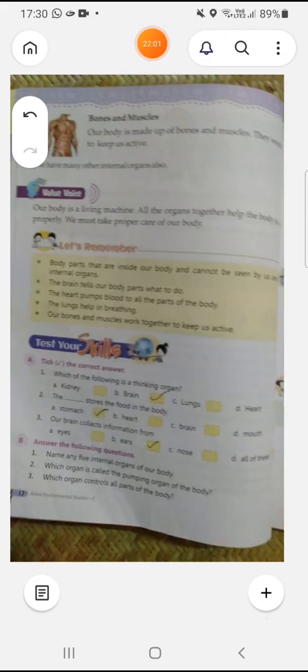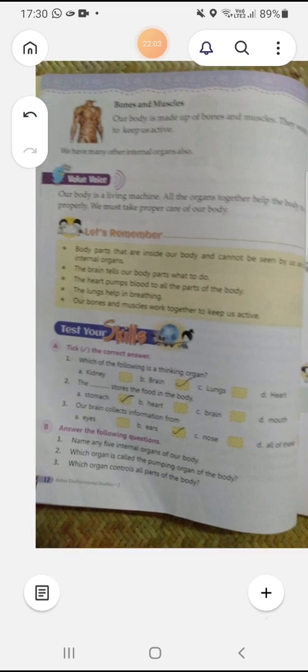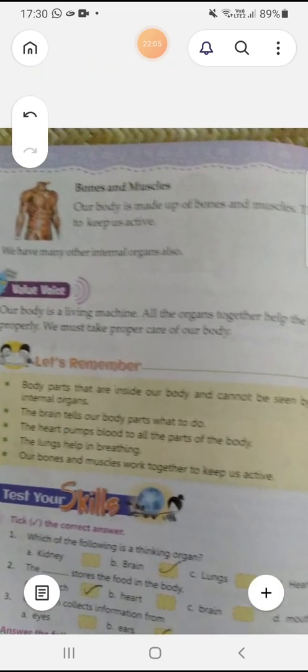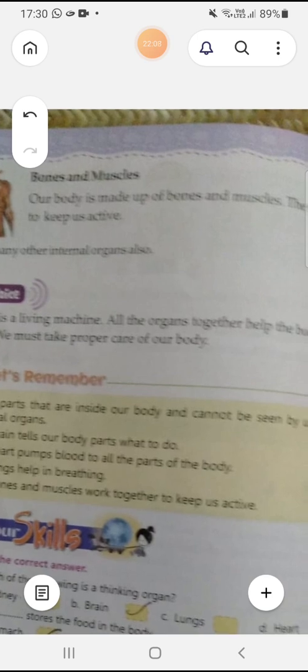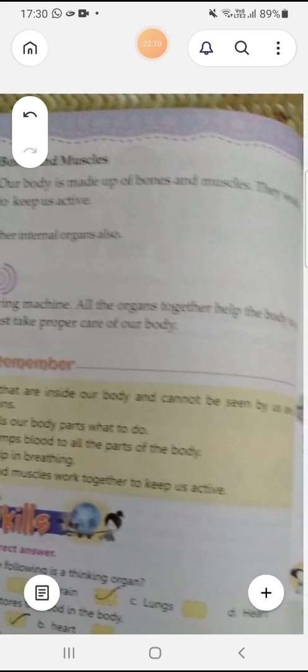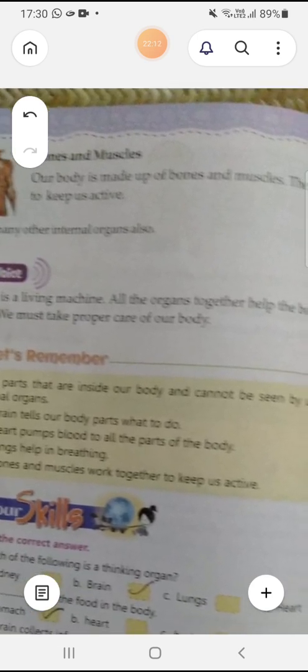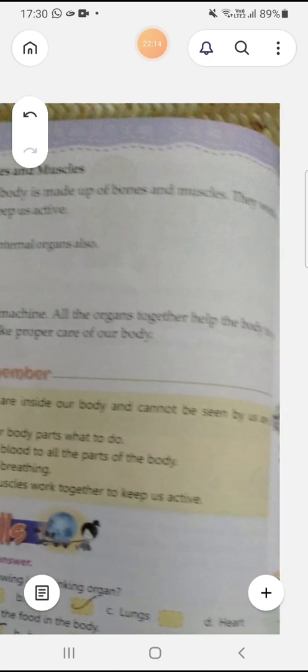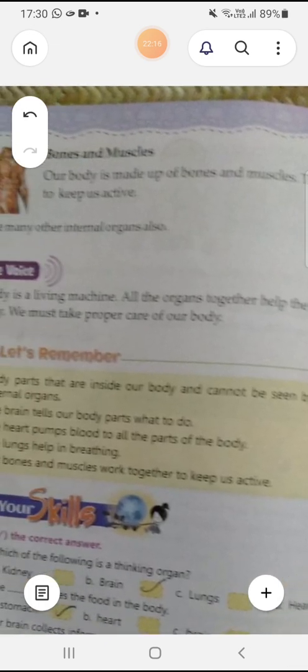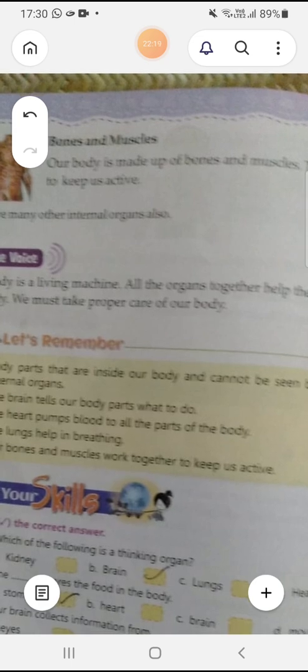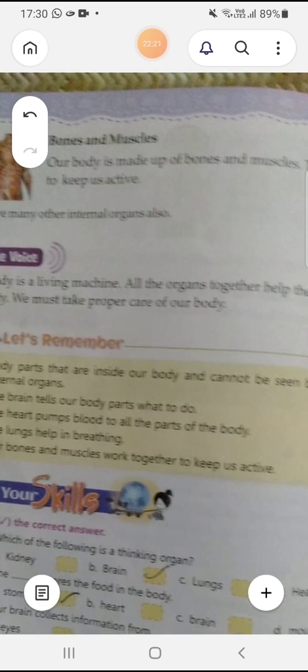Then you see, students, bones and muscles. Our body is made up of bones and muscles. They help us to keep active. So what do these bones and muscles do? They help us to keep our body active.